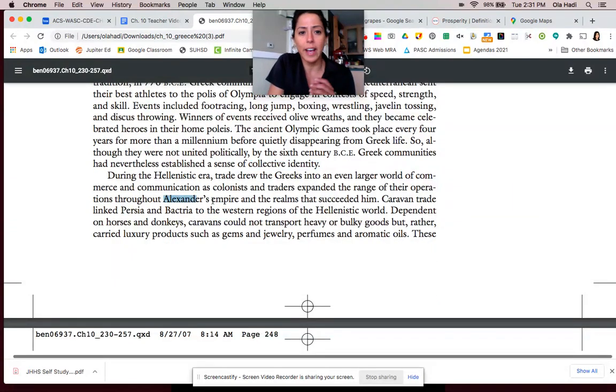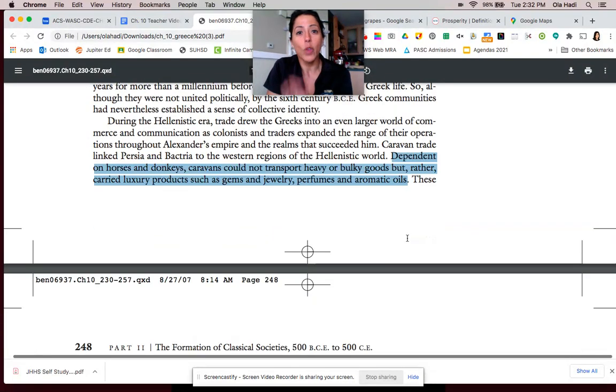Obviously, when Philip of Macedon takes over the Greek areas, and then Alexander of Macedon continues that conquest, and then he dies, and then you have the Hellenistic empires. The Hellenistic empires are much larger. So this is going to bring the Greek colonists, or the Greeks in general, into further communication and commercial exchange with other lands. So it's going to link them to Persia and Bactria, which is Afghanistan, Pakistan.